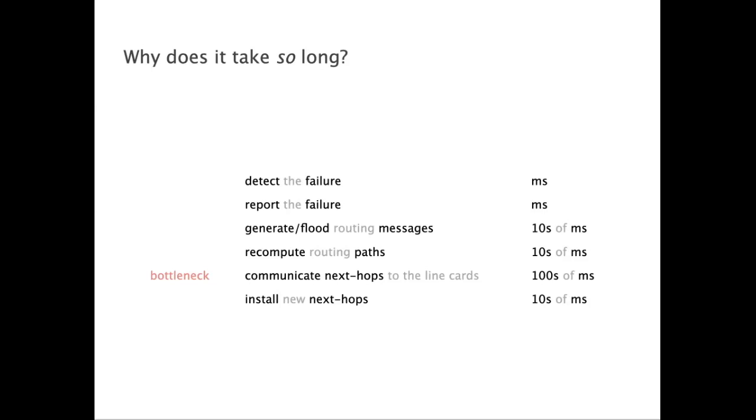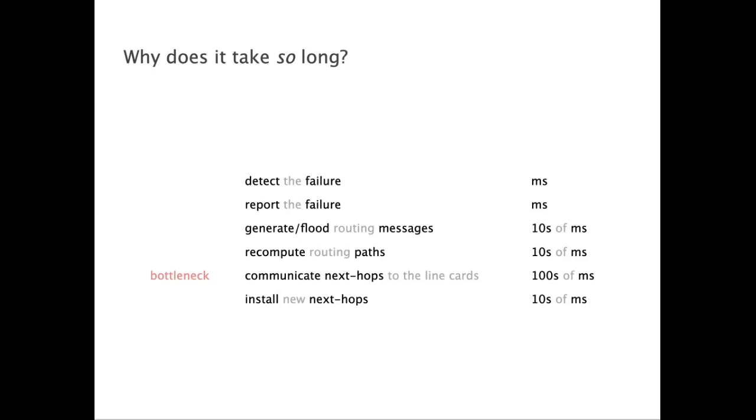So you report the failure, you generate new routing messages, for instance, telling the others that that link is not available anymore. You need to recompute the path accordingly. You need to communicate this new path to the hardware. So you need to tell, in our example, up to 500,000 entries that they need to go not only to router 3, but now they need to switch to router 6 as next hop, for instance. And then you need finally the hardware to install these next hops.